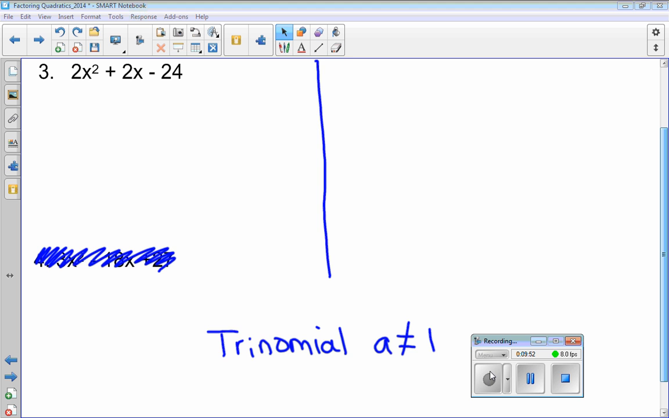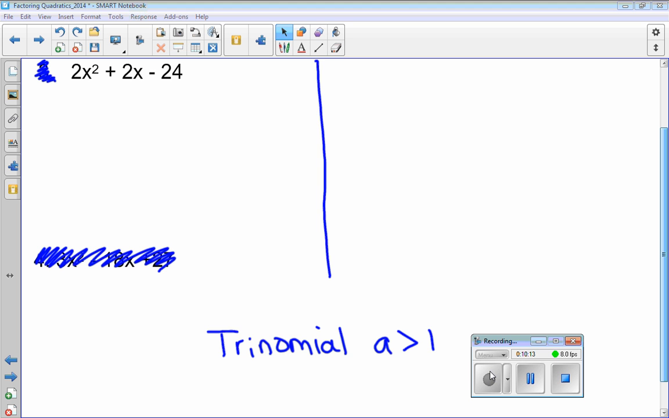You're going to do 2 different examples. You're going to split your page. Okay? We can actually say A is bigger than 1. Maybe that's even more clear. We should probably write it this way. Okay? So trinomial with A greater than 1.